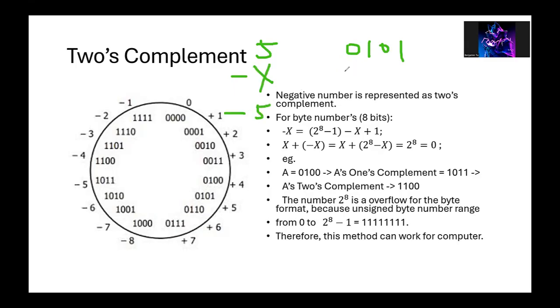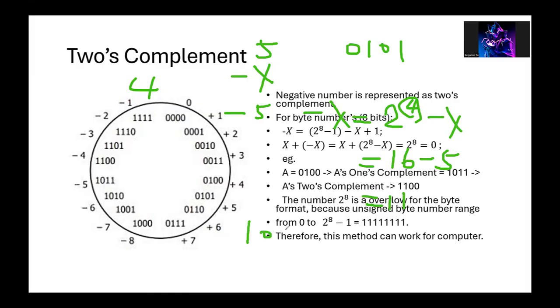So -5 is defined as 2 to the power 4 minus x, since we are using a 4-bit system. So here is 4 minus x. Right here, 2 to the power 4 is 16 minus 5. So we will use 11 to represent -5. So 11 is 1, 0, 1, 1.